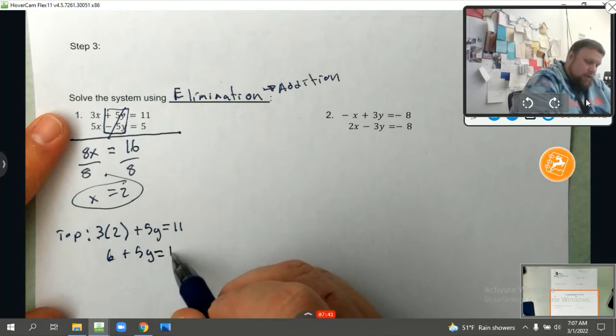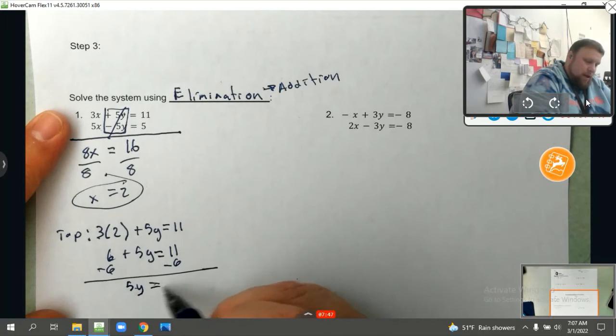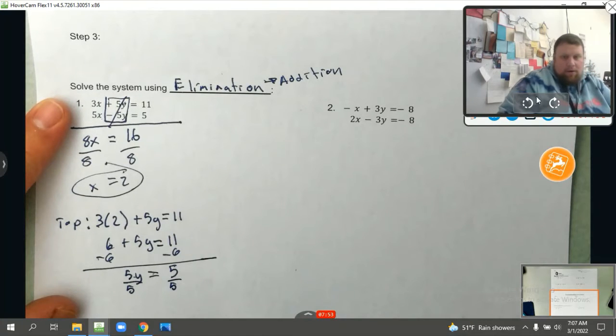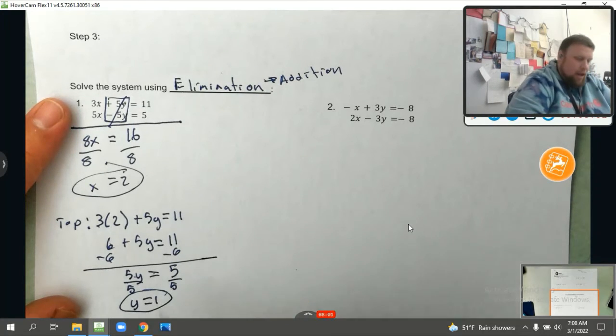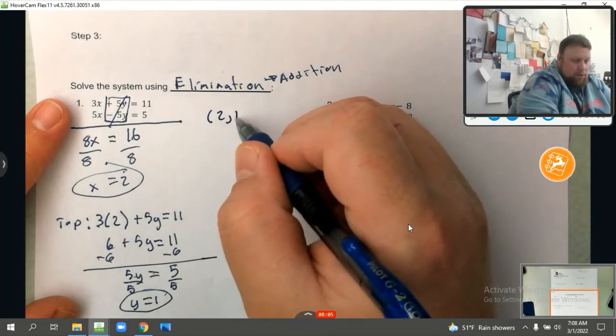Now we're just going to solve this like we normally would. Subtract 6, right? Get 5y equals 5. Divide both sides by 5. And we know that y equals 1. Look at that. If x equals 2, y equals 1, our ordered pair is 2, 1.